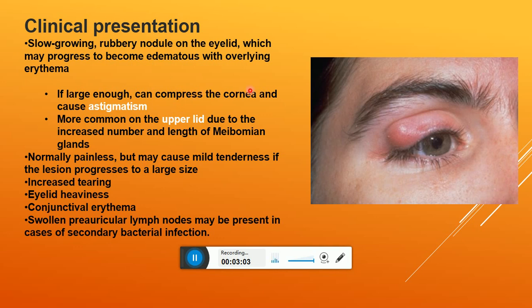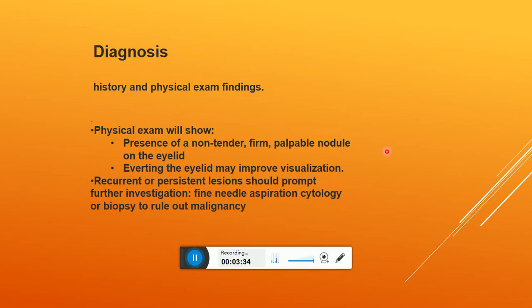Clinical presentation: there will be slow growing rubbery nodule on the eyelid and it may progress to become edematous and cause erythema. If it is large, it can cause astigmatism and it is more common in the upper lid. Why? Because there are increased number of meibomian glands. It is normally painless, but it can cause mild tenderness if it is large. There may be tearing and heaviness, conjunctival erythema, swollen preauricular lymph nodes.